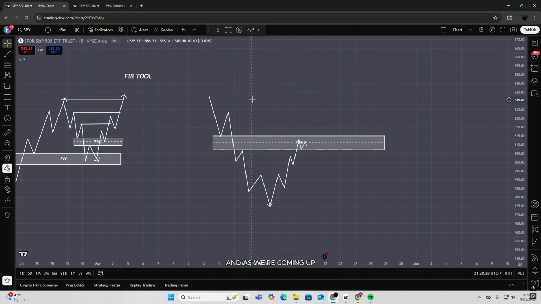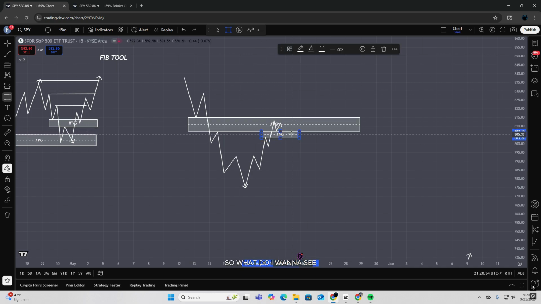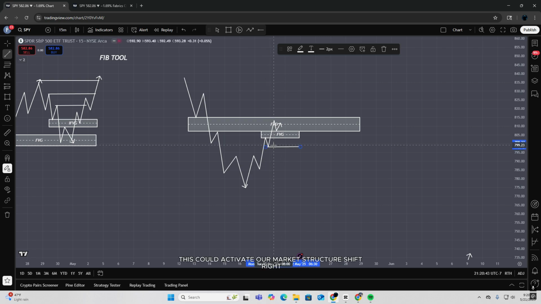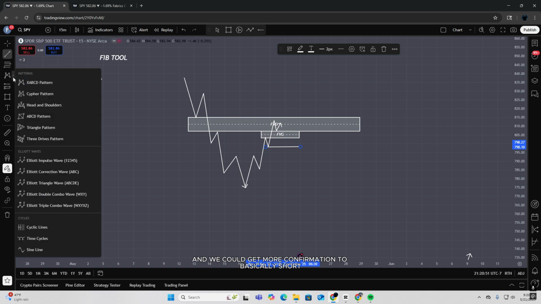And as we're coming up, we're making bullish fair value gaps. So we created this bullish fair value gap here. What do I want to see? I want to see this bullish fair value gap inverse. And we could also see this higher low right here, where if we break this low, this could activate our market structure shift. We could displace this low, and we could get more confirmation to short.